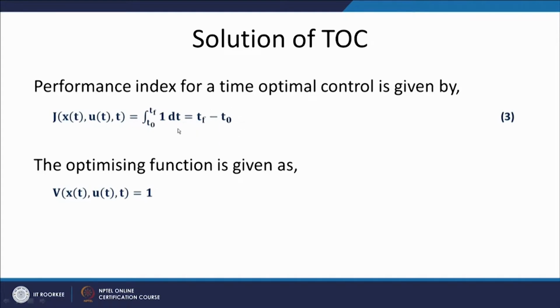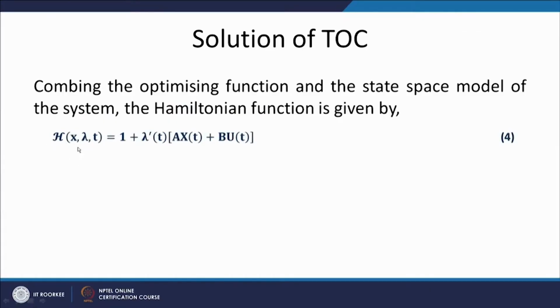So, this is my J, and my V is nothing but unity, which we have considered. Like we have seen, we have to apply the Pontryagin minimum principle, which means we have to minimize H. First of all we have to define my Hamiltonian. As we can see, my Hamiltonian is H equals 1 plus lambda prime(t) times f, where f is Ax plus Bu.